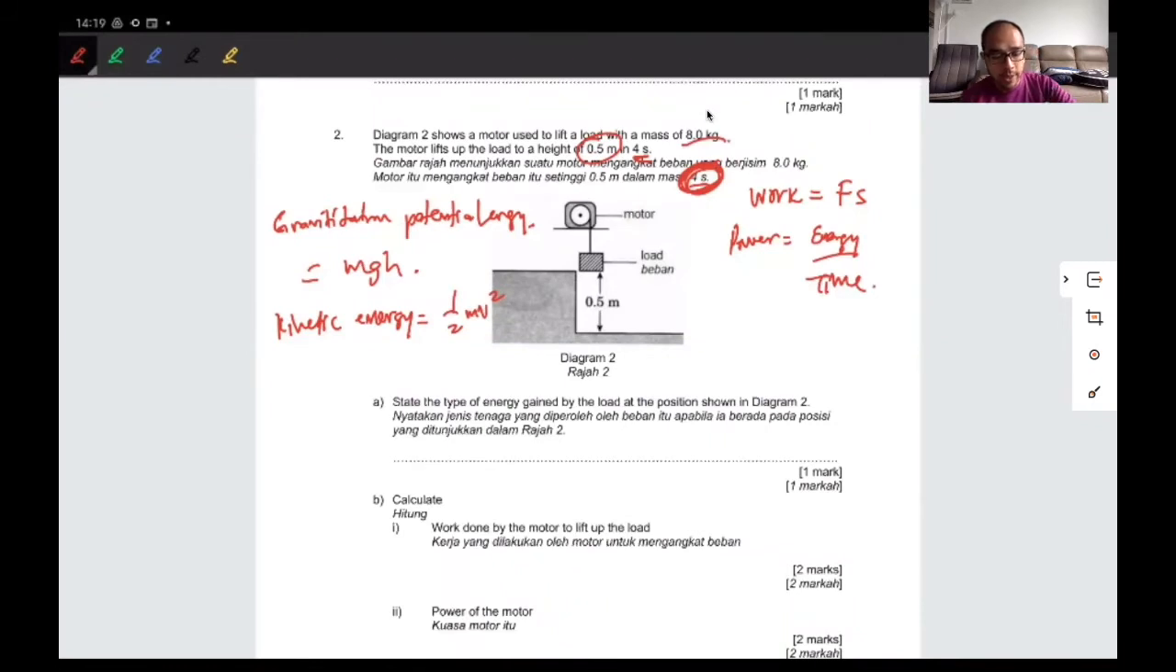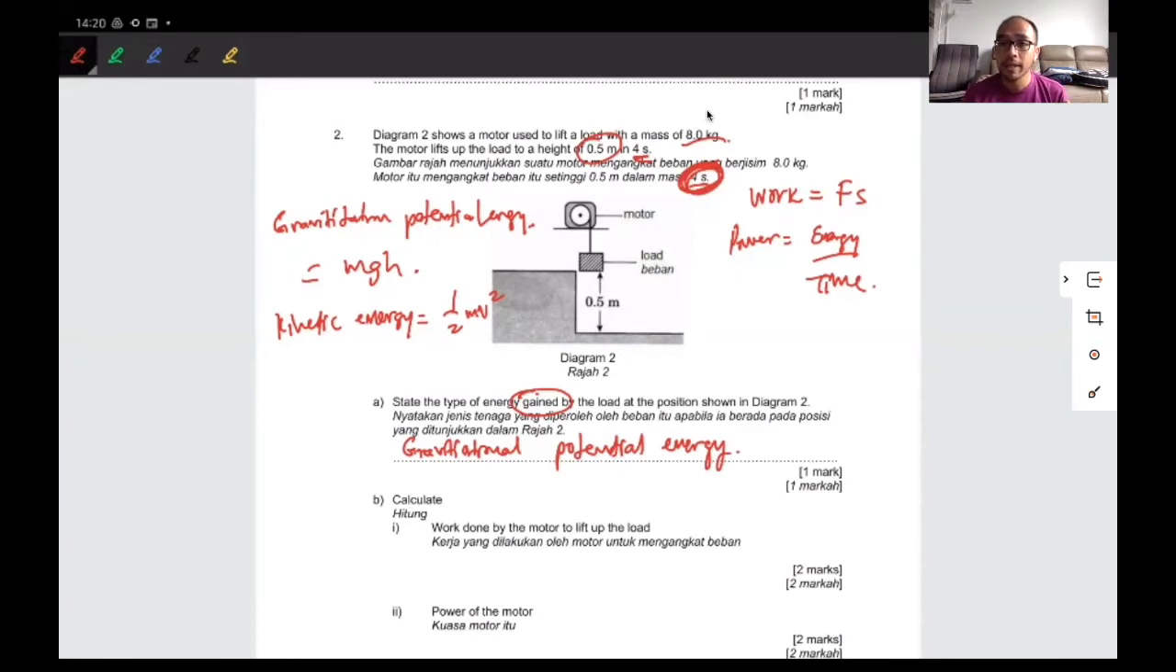So, state the type of energy that is gained by the load at the position shown in diagram 2. This would be gravitational potential energy. Kalau kau menjawab potential energy sahaja, saya rasa it's okay.